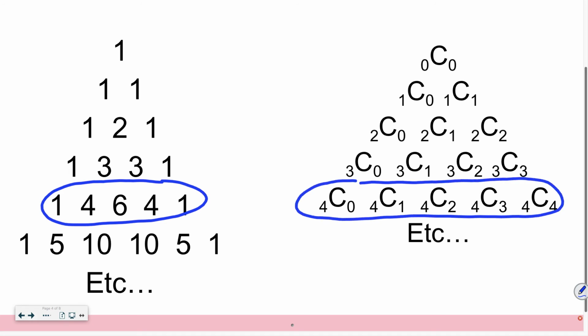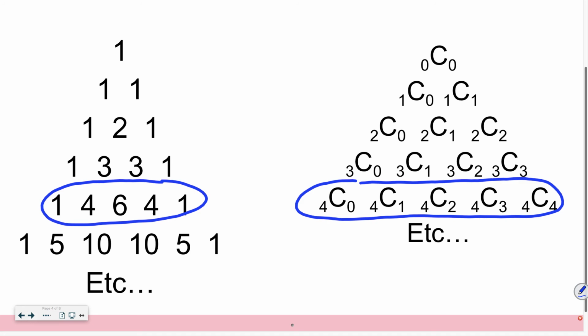4 combinations of 0 is 1. 4 combinations of 1 is 4. 4 combinations of 2 is 6. 4 combinations of 3 is 4. And 4 combinations of 4 is 1. Okay? So each row of Pascal's triangle are the different combinations depending on what row you're talking about.